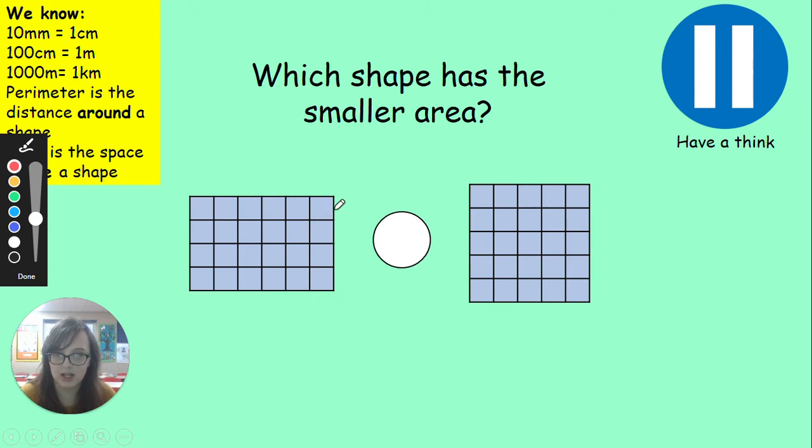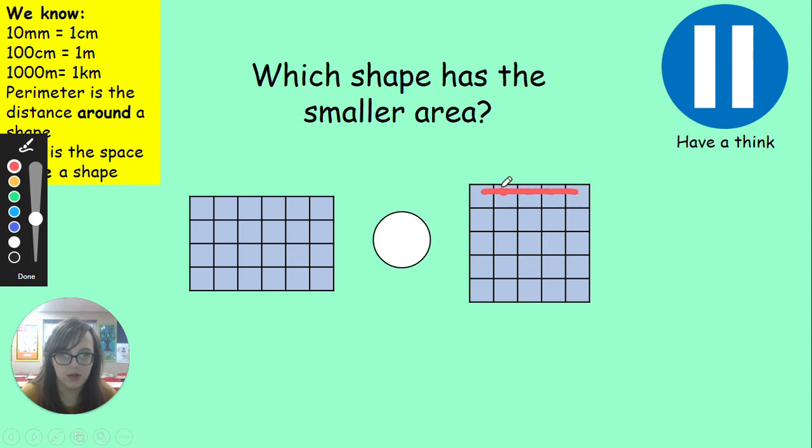So that's 1 lot of 6, 2 lots of 6, that's 12, 3 lots of 6, that's 18, 4 lots of 6, so that's 24. So there are 24 squares in this shape. In this shape, 1, 2, 3, 4, 5.